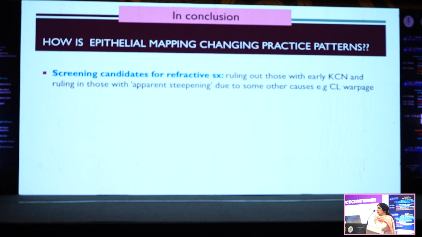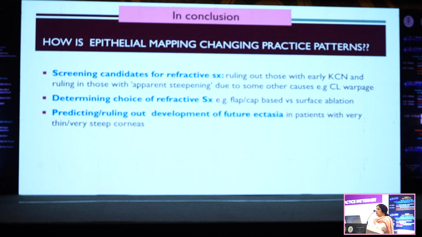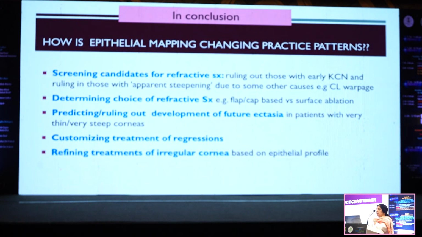Screening candidates for refractive surgery, that is ruling out those with early keratoconus and those with apparent steepening due to some other cause. Determining the choice of refractive surgery, whether one wants to go in for a flap-based procedure vis-a-vis a surface ablation. Predicting or ruling out development of future ectasia in patients with either very thin, very steep corneas, and usually these will be seen in combination. Customizing treatment of regressions, whether you want to relift the flap, whether you want to do a surface ablation procedure. Refining treatments of irregular corneas based on the epithelial profile.